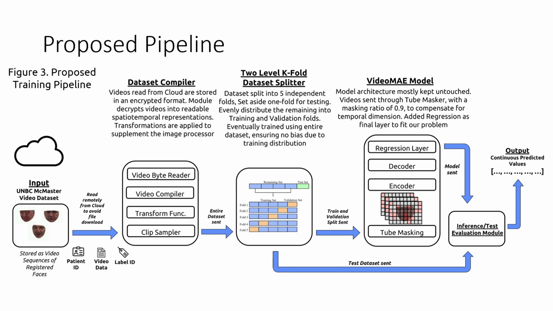Once the current split has been determined, the dataset is sent into the VideoMAE model, which applies a custom tube mask to the video and sends it through the encoder-decoder pair. The output of the encoder-decoder pair is then sent through a regression layer to return a continuous value prediction when evaluated and used for inference. This model is then sent to an inference/testing module along with the testing dataset to test its performance.